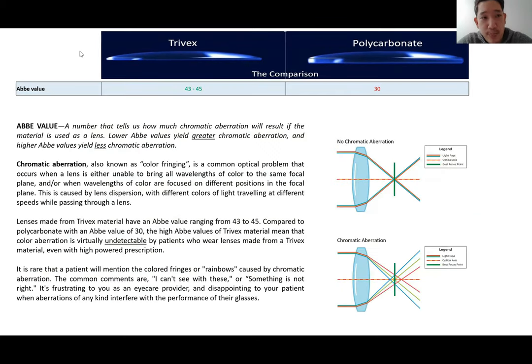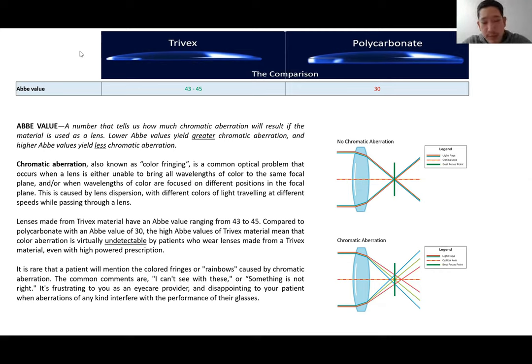So Abbe value. Again, for Trivex, we have 43 to 45 as compared to polycarbonate lens, which is at 30. So the Abbe value is a number that tells us how much chromatic aberration will result if the material is used as a lens. The lower Abbe value yields greater chromatic aberration, and a higher Abbe value yields less chromatic aberration, right?